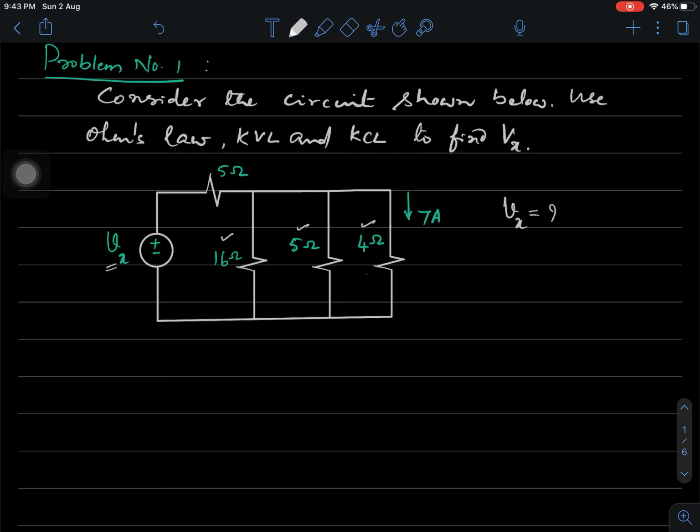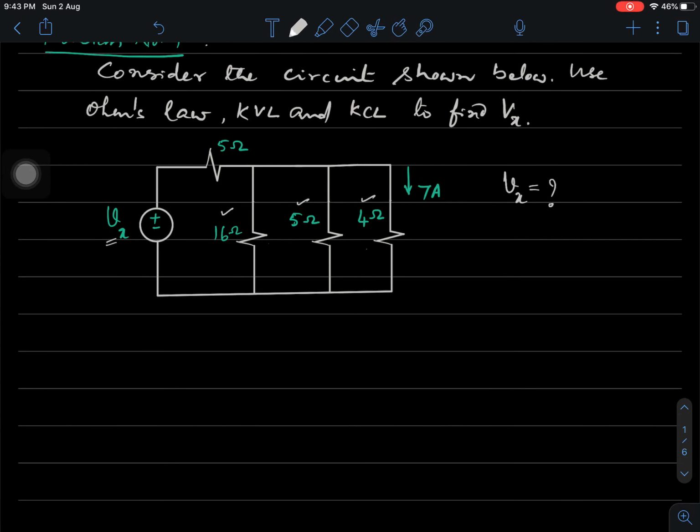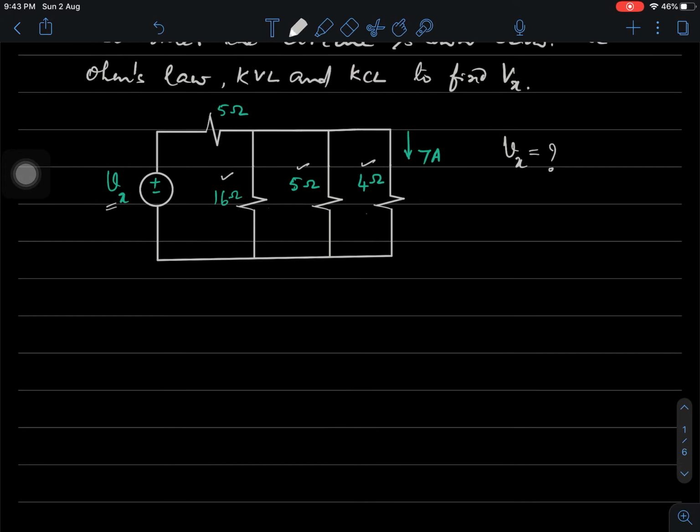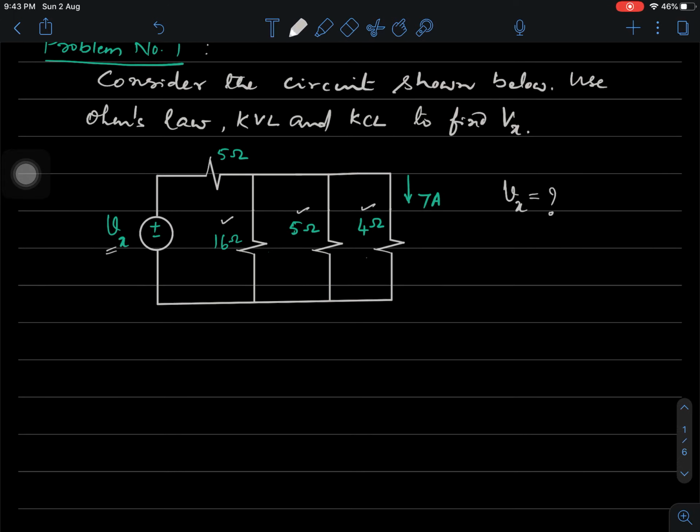What is Vx? How do we do it? It's simple: we somehow have to find the voltage across this 5 ohm element and the voltage across these parallel elements, and we can add the two up, then we will get Vx. So we have a fair idea as to how to go about the problem. Alright, so we will start. The solution goes this way.